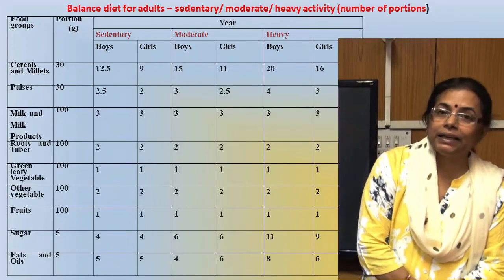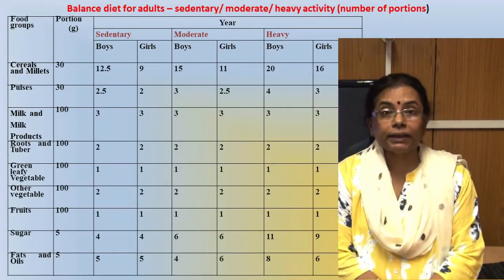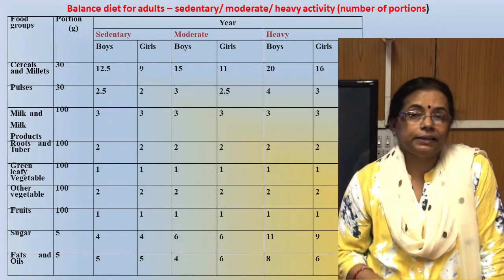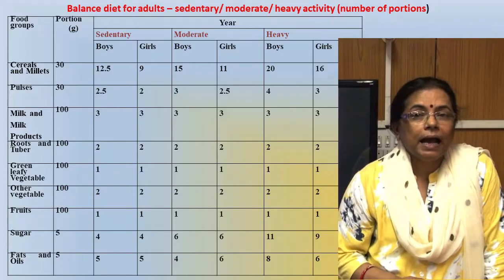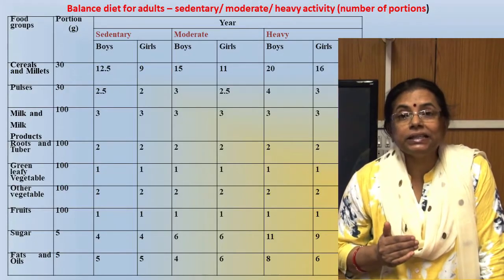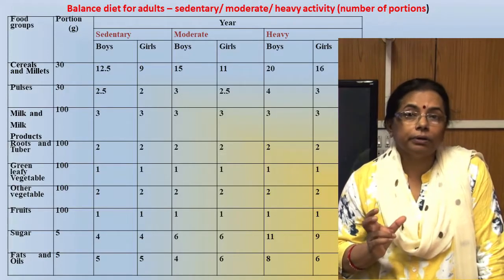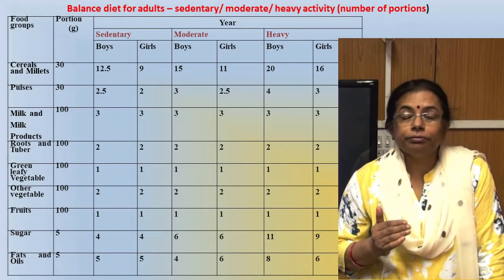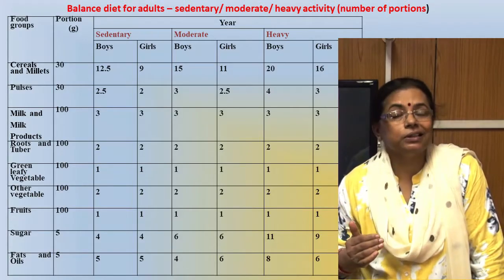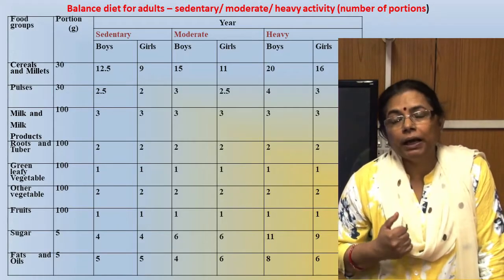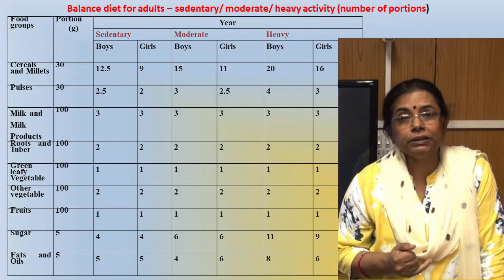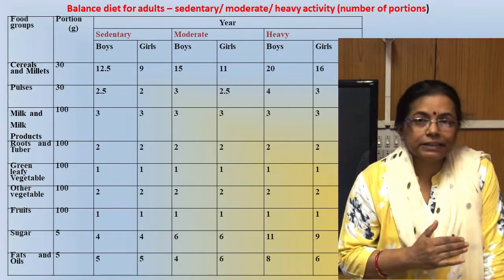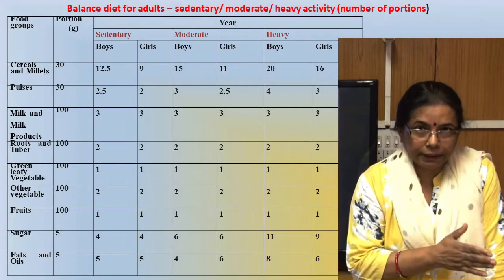This is the balanced diet. Now you must be knowing what a balanced diet is. A balanced diet is one which provides all the nutrients in the right amount and proportion. And a balanced diet can be easily achieved by a blend of different food groups. The quantity of foods needed to meet the nutritional requirement varies with age, gender, level of physical activity and physiological state. The balanced diet as suggested by ICMR is given here.